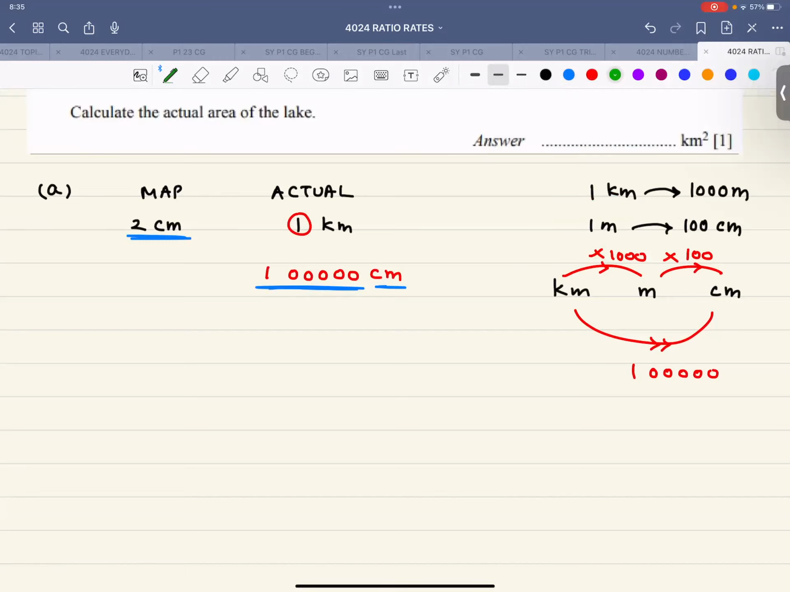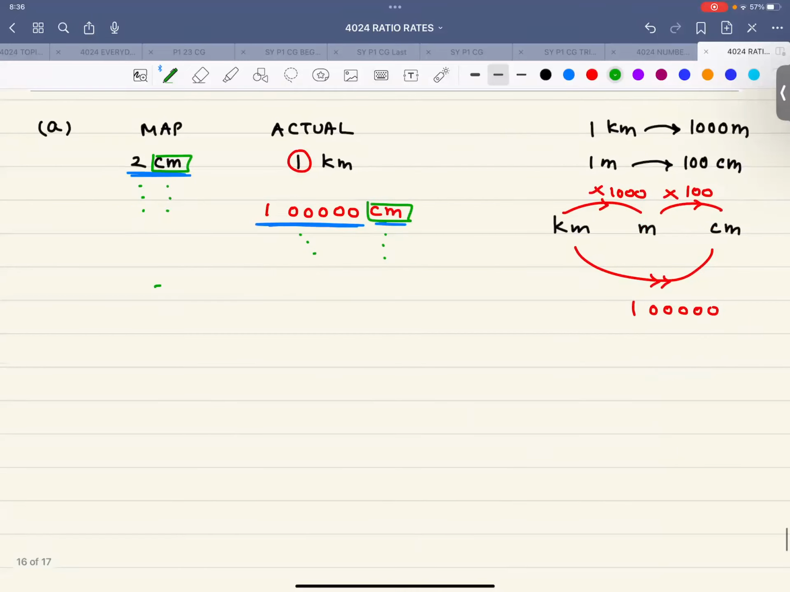Since these two units are the same, we can cancel them off. 2 centimeters, 500,000 centimeters. 2 inches, 500,000 inches. 2 meters, 500,000 meters. So in other words, this is 2 is to 500,000. And let me divide by 2. Let me divide by 2. So this is 1 to 250,000.